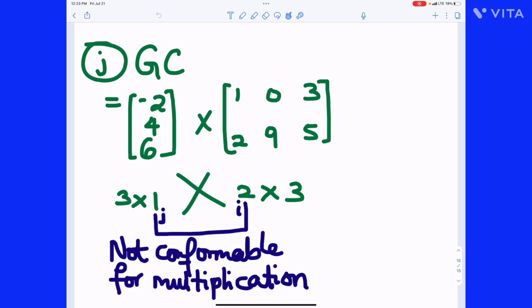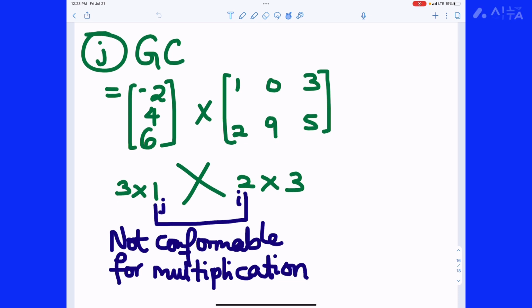Let's finish our examples on multiplication of matrices. Just to make this very, very clear, because multiplication is very important in matrices. You have to know it very well. So next question is J.